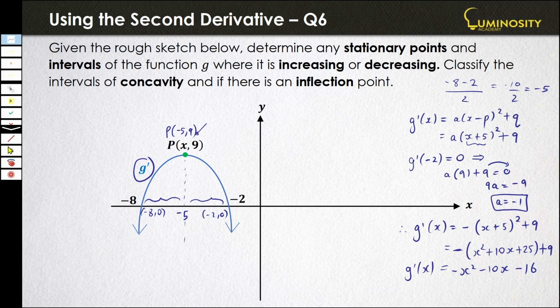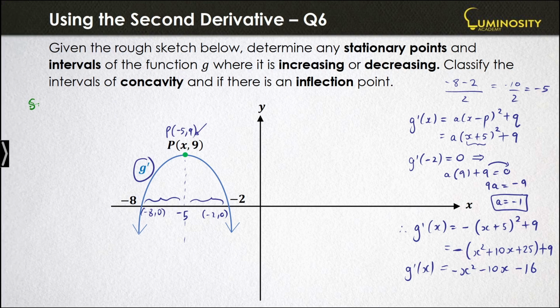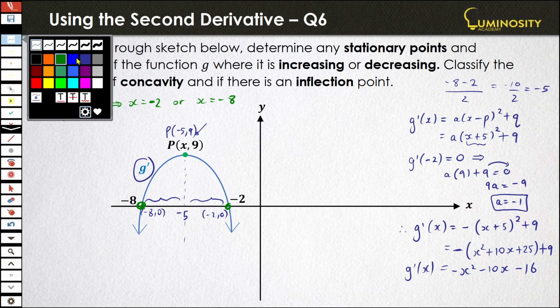Knowing the first derivative, we can write down some of the properties. Stationary points of the original function g are when g prime of x is equal to 0. But that's equivalent to saying, when is this graph equal to 0? Well, that's at the x-intercepts, -8 and -2. So x equals -2 or x equals -8. So these will be the stationary points of the original function g, which was most likely going to be a cubic because the derivative here is quadratic. It's a degree lower.